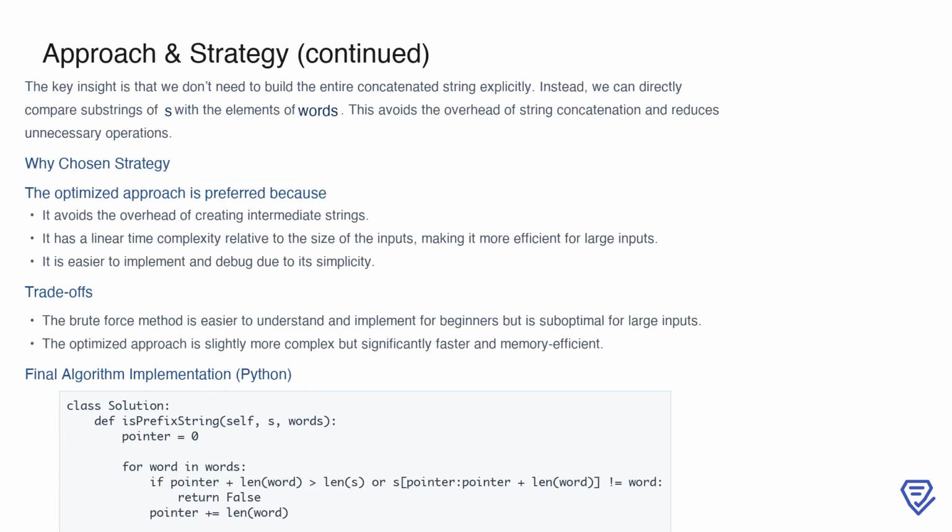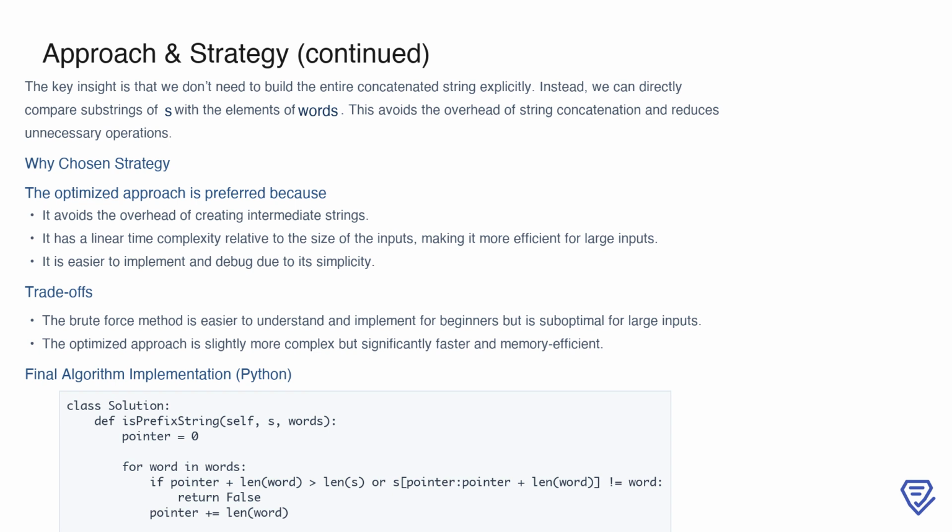The key insight that makes the optimized approach more efficient is realizing that we don't need to explicitly build the concatenated string. By directly comparing substrings of S with elements of words, we avoid the computational overhead of string concatenation and reduce unnecessary operations. This approach is preferred because it is both time efficient and memory efficient, with linear time complexity relative to the size of the inputs. Additionally, it simplifies debugging since it uses straightforward comparisons rather than managing intermediate strings.